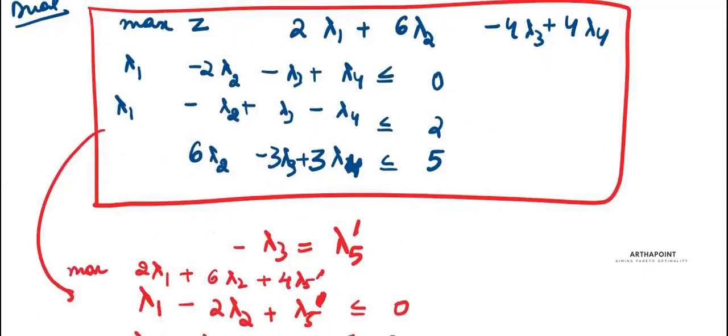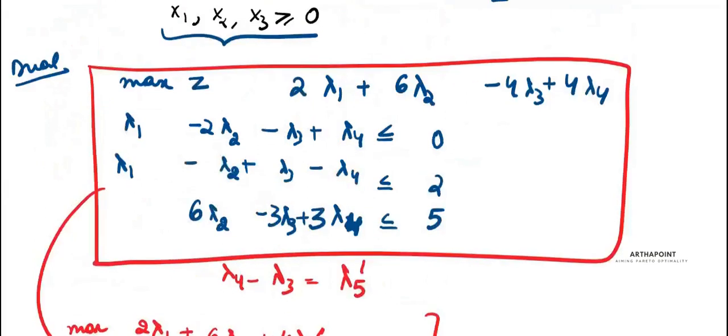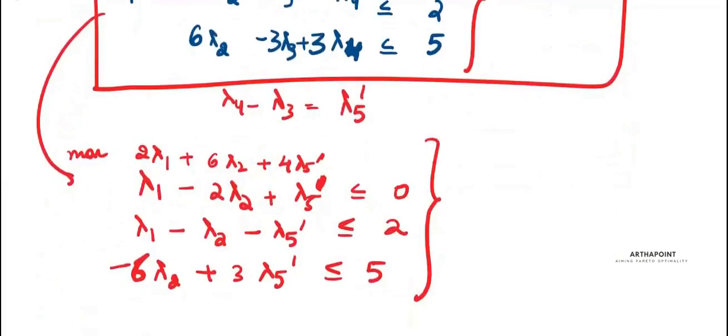So now what you have done is you can always rewrite your function saying that lambda 4 minus lambda 3 is a new variable. And now, see here, there were 4 variables but 3 equations, right? So now this is better. There are 3 variables, lambda 1, lambda 2, lambda 5 dash, in 3 equations. So this is a better way of writing the primal and dual in this case. Okay.